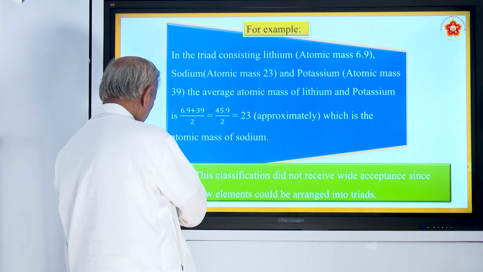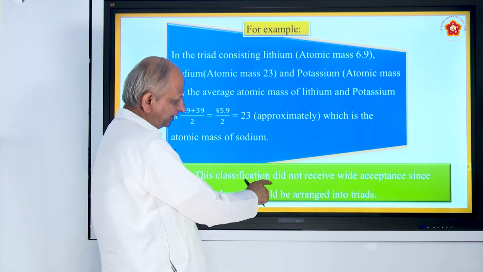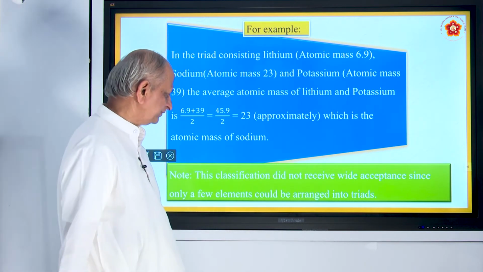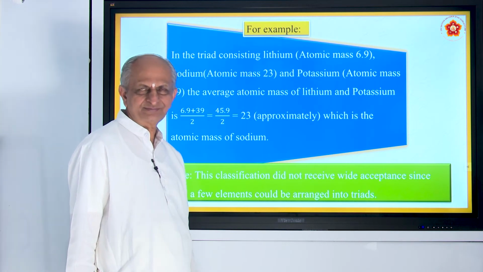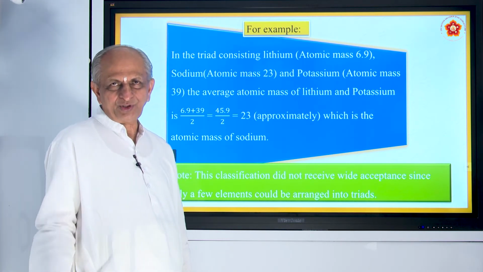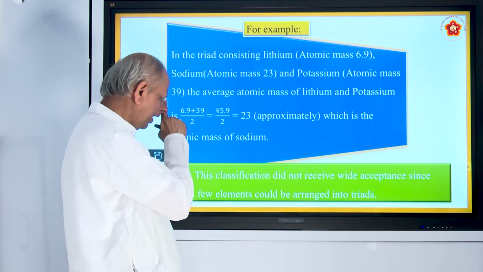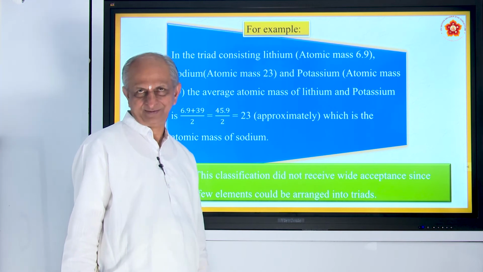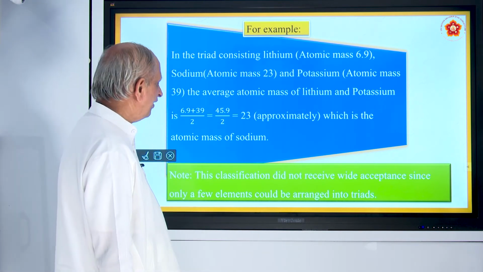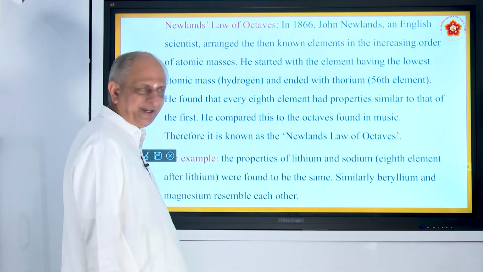So here you must note that this classification did not receive wide acceptance, since only a few elements could be arranged into triads. Even though there were more than 50 elements discovered at that time, he could not do it for all elements. That is called a limitation. So the law of triads is not applicable to all the elements.